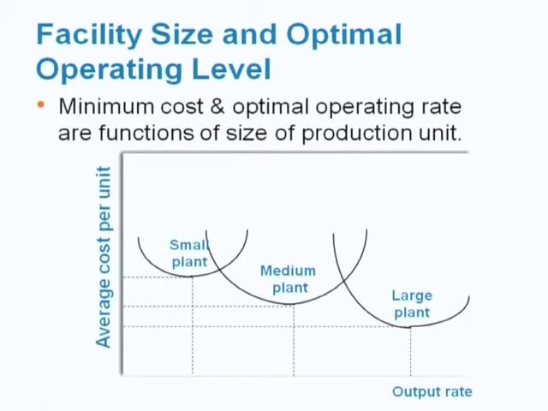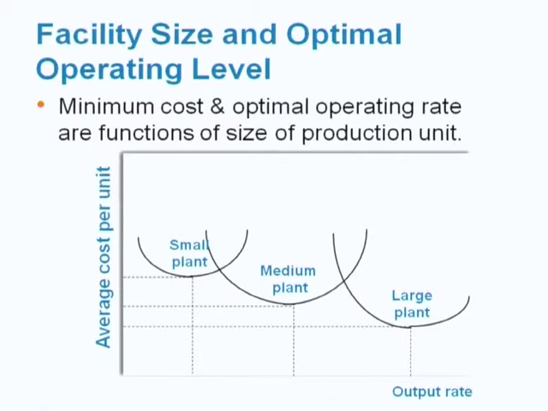Before you go to the calculation part, we go to this part first about the facility size and optimum operating level. When you see this graph, we can divide it into the small plant, medium plant, and the large plant. The y-axis refers to average cost per unit, and the x-axis is the output rate. The large plant has more capacity than the medium and small plants, so the large plant can produce at a high output rate.